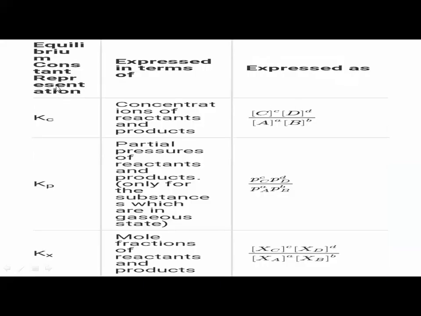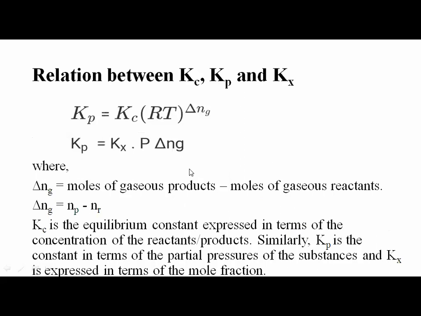So for the representation of equilibrium constants: Kc is in terms of concentration of reactants and products. Then Kp is in terms of partial pressures, only for the substances in gaseous state. Kx is in terms of mole fractions of reactants and products. Relationship between Kc, Kp and Kx: Kp is equal to Kc (RT) to the power delta Ng, and Kp is equal to Kx (partial pressure) to the power delta Ng, where delta Ng is the number of moles of gaseous products minus the number of moles of gaseous reactants.